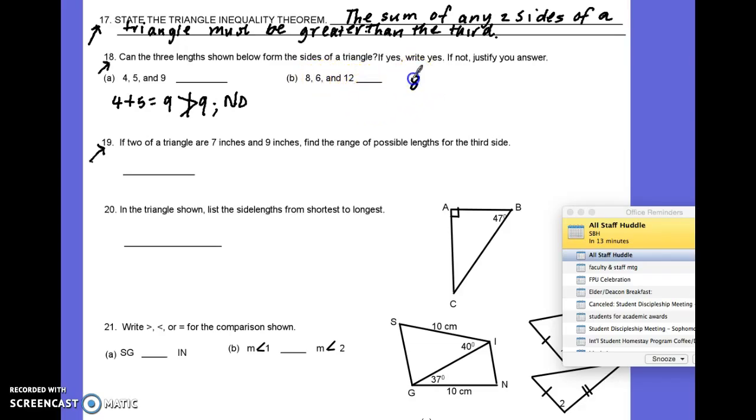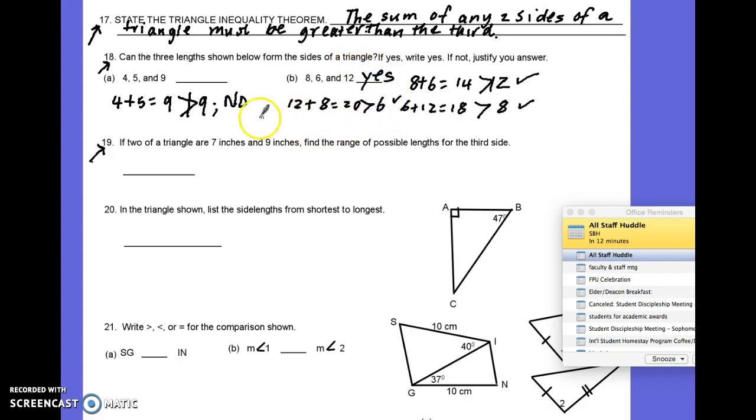How about these over here, 8, 6, and 12? Maybe more promising. Let's take 8 plus 6, that's going to give us 14. That's greater than the third side length, which is 12. So that's a check. Take another two, 6 plus 12, 18, is greater than the third side length, which is 8. So that's another check. And finally, 12 plus 8 is 20. That's greater than the third side length of 6. So that's a big yes for that one.